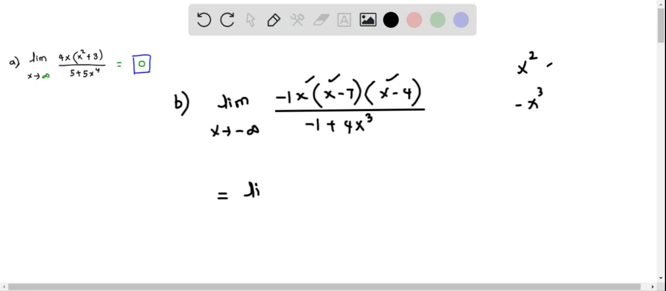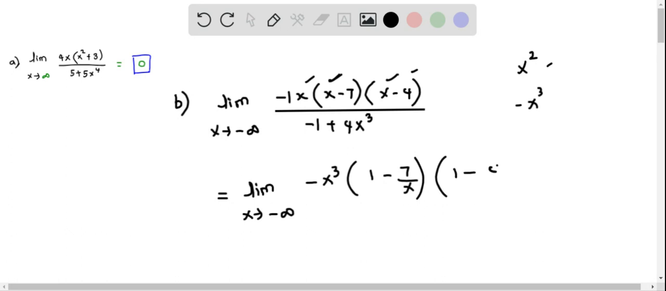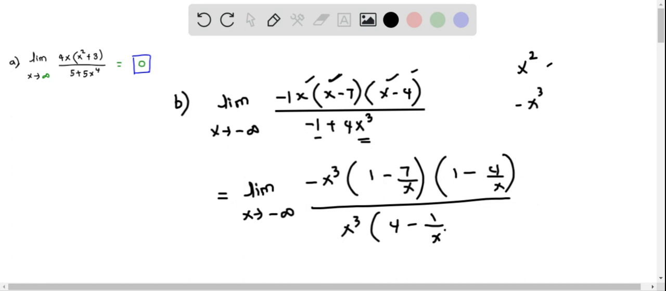So in the numerator we have negative x cubed, as x approaches negative infinity. Then we have to divide this x by x, so it is 1 minus 7. Also we divide by x, we get 1 minus 7 by x. And similarly we divide these two terms by x since we are factoring x, so it is 1 minus 4 by x, divided by, here also I factor this x cubed. So when I factor x cubed, 4x cubed divided by x cubed is 4 minus 1 by negative 1 by x cubed is negative 1 by x cubed.